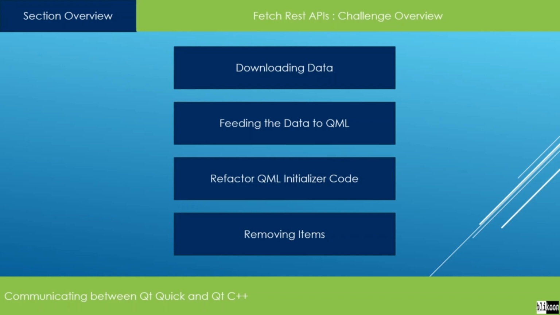We're going to start by using the QNetworkAccessManager API to download HTTP data from the internet. We're going to parse that data as JSON and figure out a way to feed the data to QML. We are going to refactor our C++ code to make it work better. You're going to see the reason why. And we're going to show you how to remove items dynamically from your data in C++.